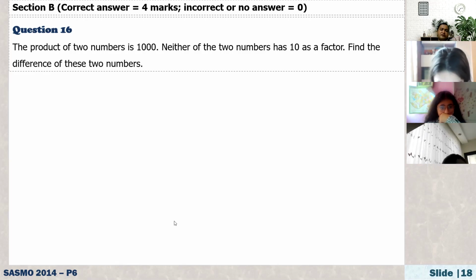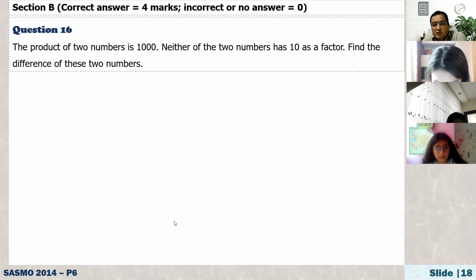Okay. The question is to find the difference of these numbers, right, Elmira? Also, on Sasmo exam day, you need to read the questions at least twice. And also when you get the answer, look at the question one more time. What was asked? Because in Sasmo, if you do not answer correctly, you will not get any points.